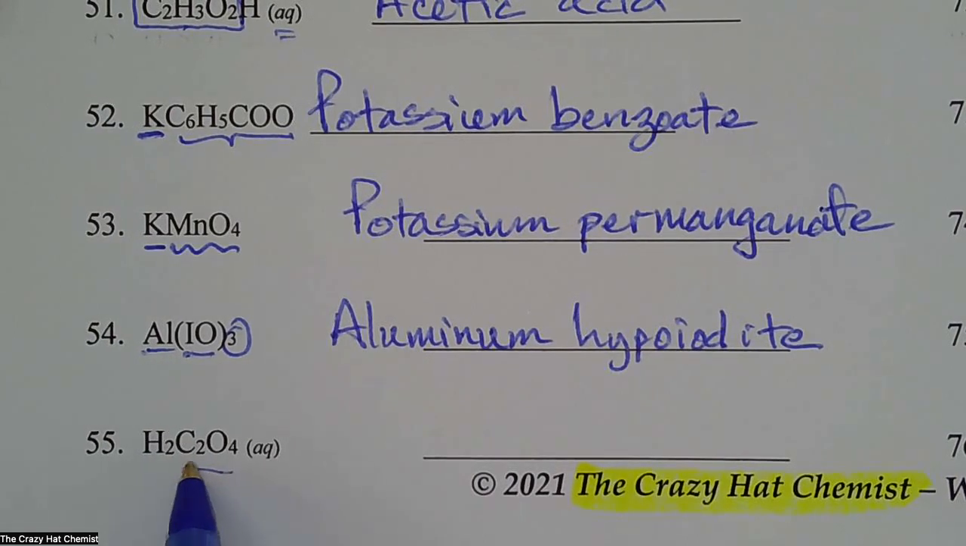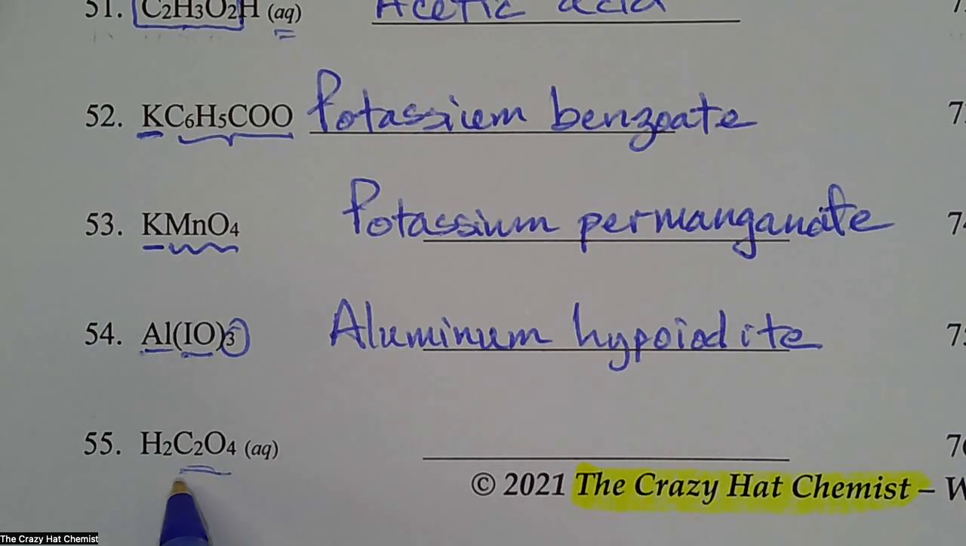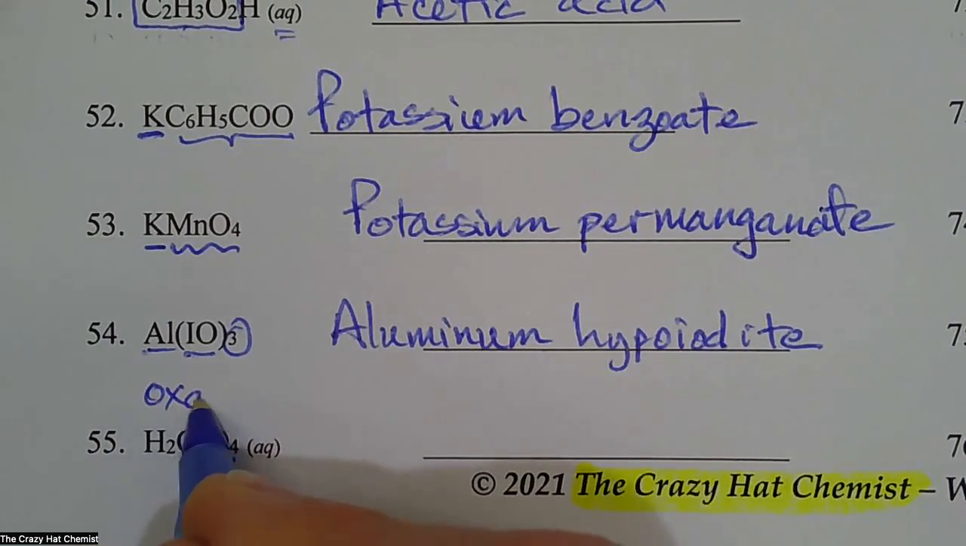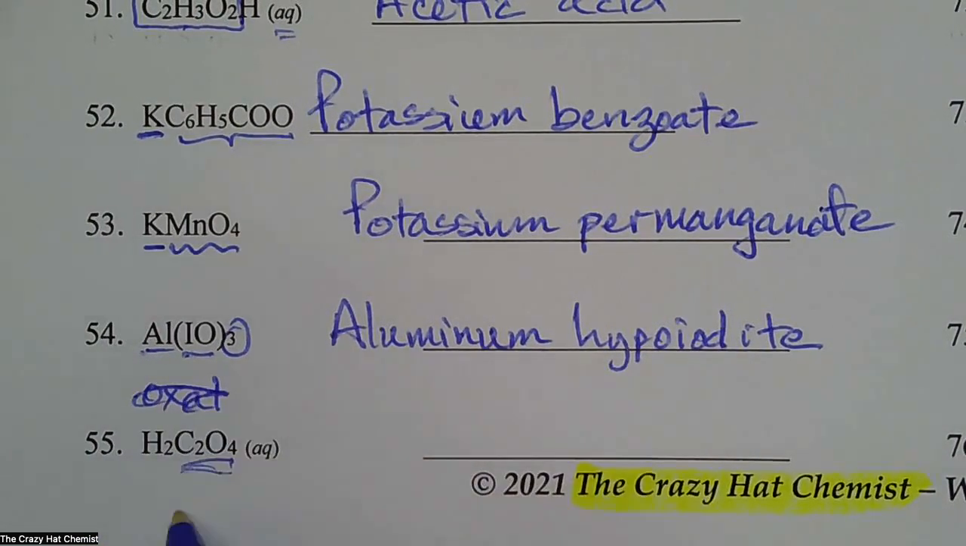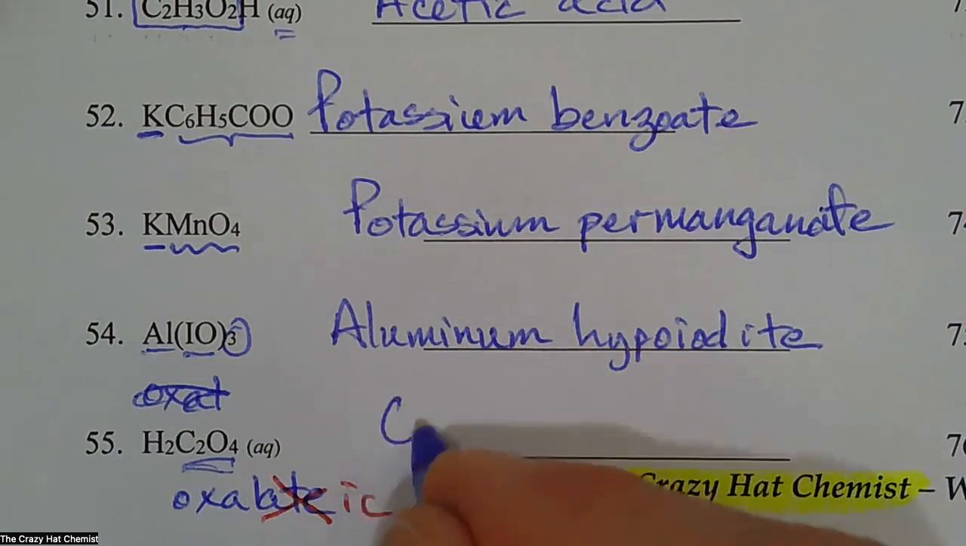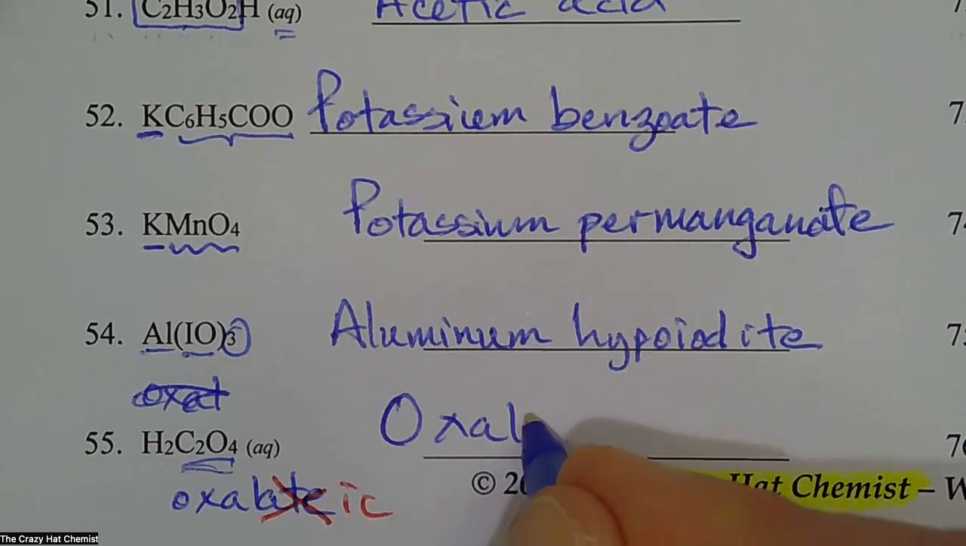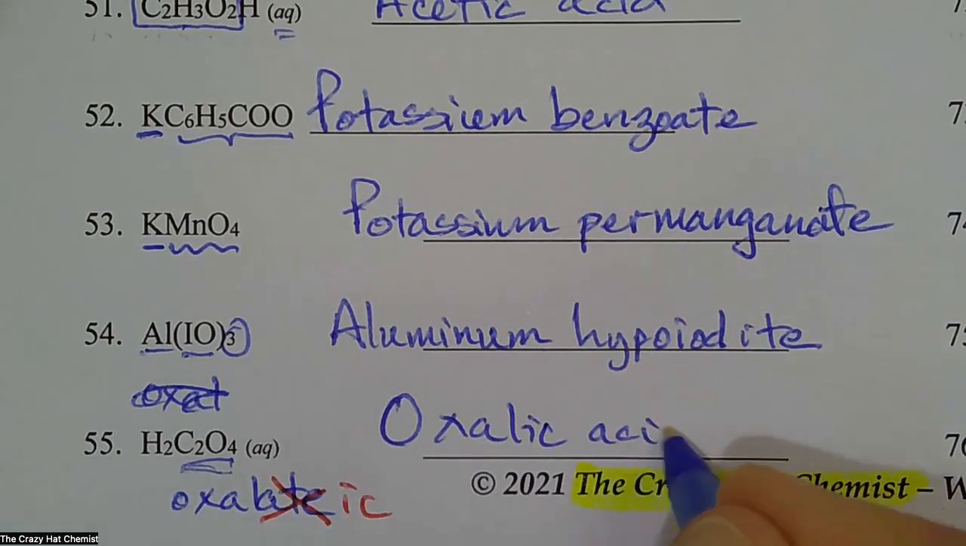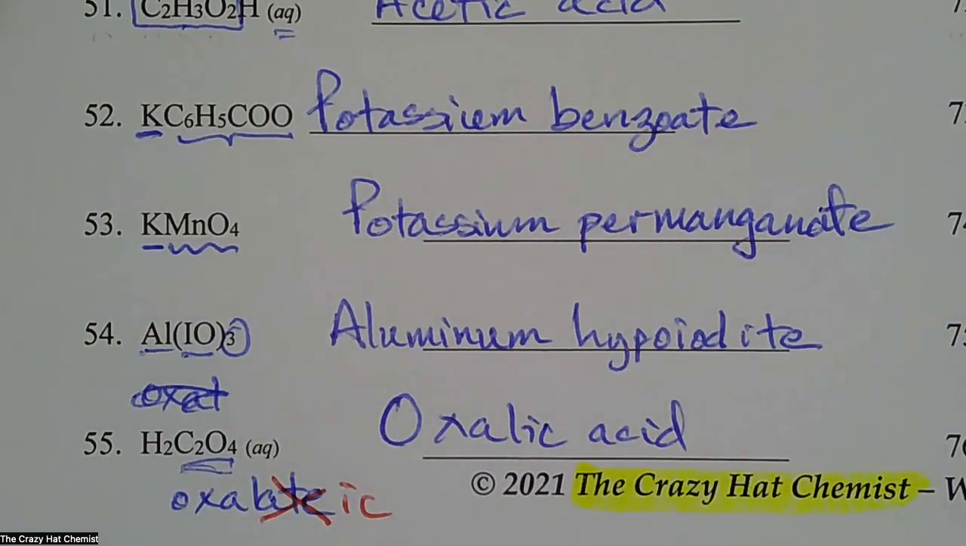This is also an acid, okay, and this is oxalate. So oxalate. And you cross out the ate, you replace it with ic. So now you have oxalic acid. Oxalic acid. Okay, perfect. That's a polyatomic ion. Notice it does not have hydro in front of it. No way, no how. Holy moly.